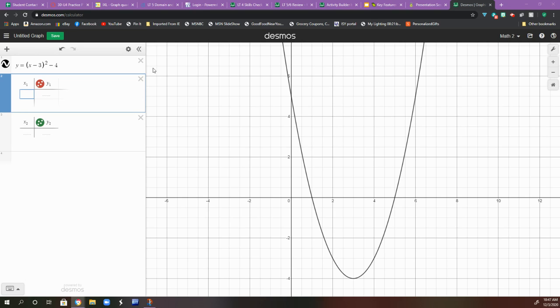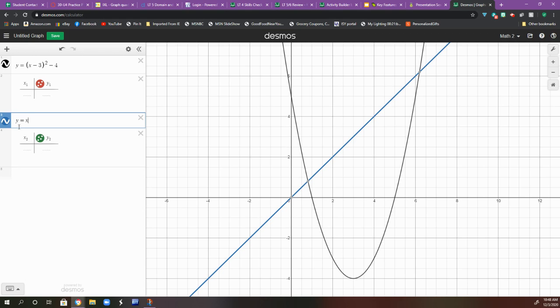Okay. So I'm going to use my screen here. I have a graph on my screen. That's the graph for y equals (x minus 3) squared minus 4. And I'm going to type in the line y equals x, and I'm going to make it a dashed line. Make it purple. All right, so here's my dashed line.